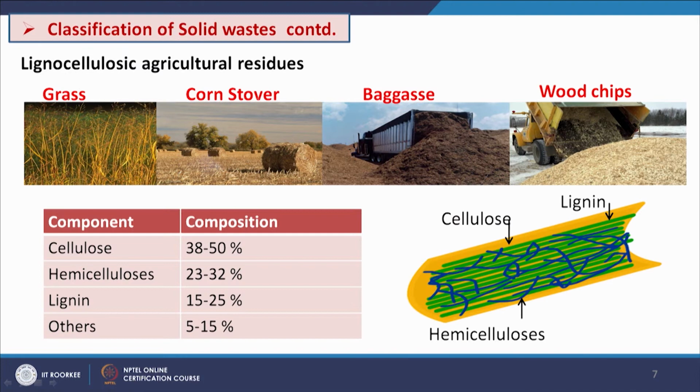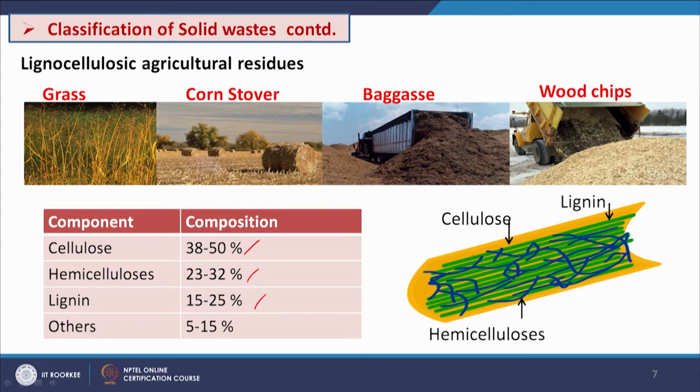Now, we will see the characteristics of the agricultural waste, that is lignocellulosic biomass or lignocellulosic agricultural residues. Some examples are given, say grass, corn stover, bagasse and wood chips, and here we see cellulose, hemicellulose, lignin and other components present in this type of material, given in certain ranges. Certainly, we see that cellulose is present to the highest extent, followed by hemicellulose and lignin.